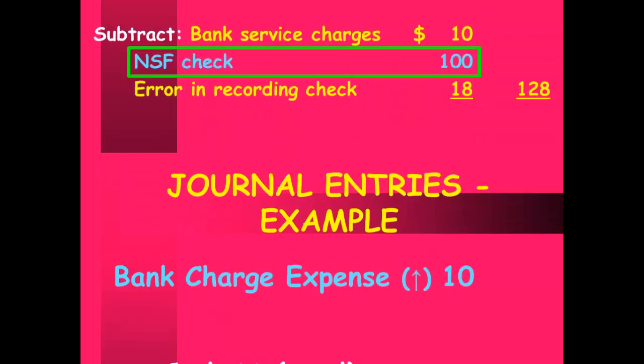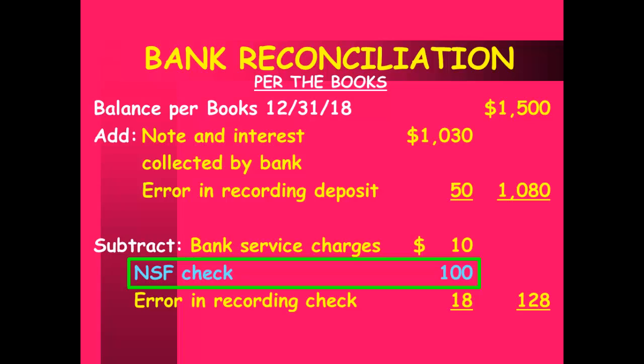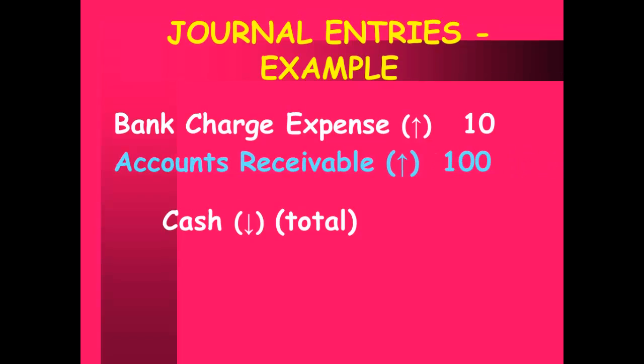All right, back to the reconciliation. NSF check. Somebody wrote me a check. I deposited it. It bounced. The bank yanked that money out of my account. What account do we debit for an NSF check? Accounts receivable. That customer owes me money. I'm going to try to get my $100 from that customer. And again, credit cash, but we'll wait till the end to get the total credit to cash.